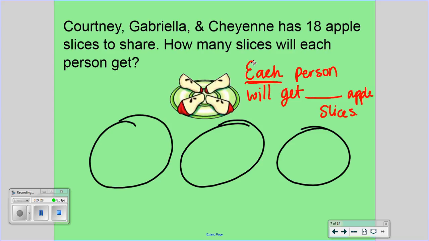Susie. Alright, let's start partitioning my apple slices. 1 for Courtney, 1 for Gabriella, 1 for Cheyenne. Am I done? No. I still have plenty of apple slices to go. I've only used 3, and I have 18 to give out. So here's another one for you. Another one for you. Another one for you.